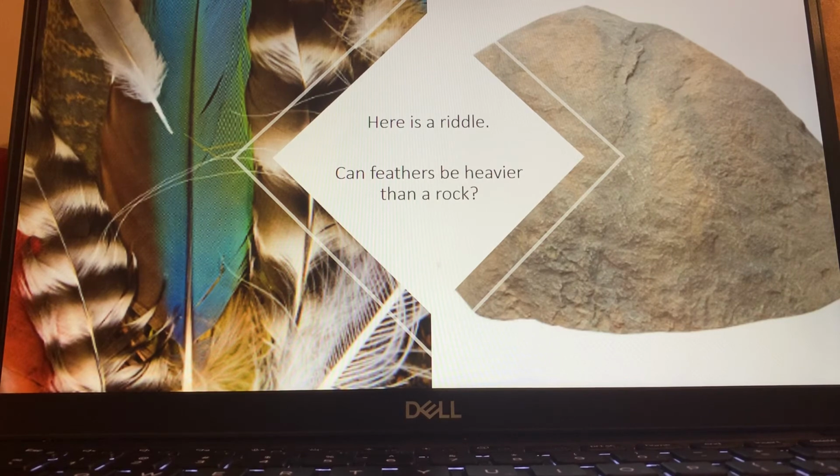So now there's a riddle. Can feathers be heavier than a rock? Think about a feather. Have you ever picked up a feather before? Does it feel heavy or does it feel light? If you picked up a rock, does it feel heavy or does it feel light?